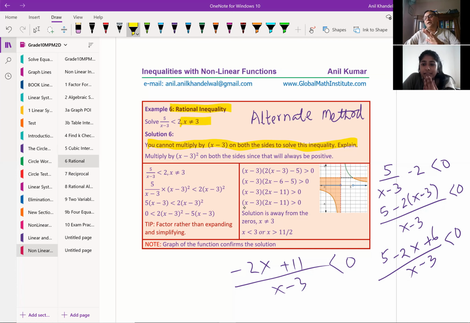Yes. Now, many times I've seen in test papers, students have this inequality and they'll just multiply by x minus 3 and have a linear equation to solve, and immediately, in no time, they'll get the solution, which will be wrong, of course. Now tell me, why can you not multiply by x minus 3 on both sides?